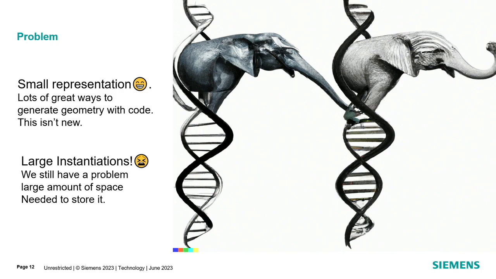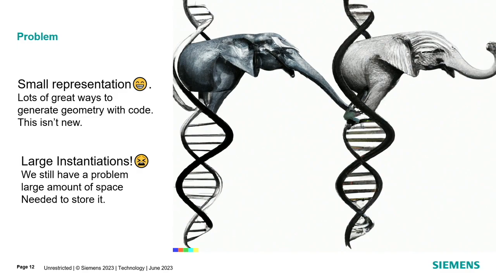The problem is, lots of people have written code to generate geometry, right? There are even CAD systems out there where all you do is write a script and it outputs geometry at the end. That's not the solution. Yes, you get a small representation, but at the end of the day, after you run the program, you still have this giant representation of things. So you still have an elephant that you need to somehow work with. That by itself is not the solution. We need to think about how we can avoid instantiating an elephant every time we want to do something with it.